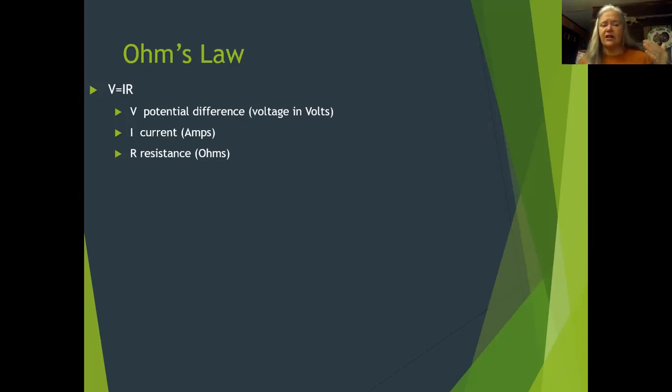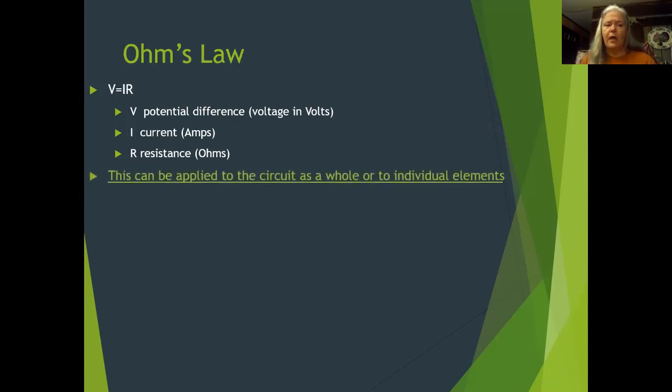So as the potential difference increases, if I keep the same electrical component, I'm going to increase my current flow. Or as the resistance decreases, for example, the current flow will increase, because the voltage would have to stay constant if you were plugged into something.